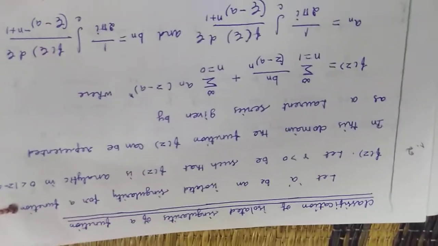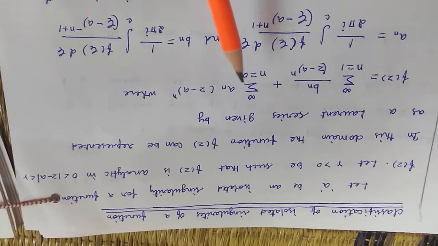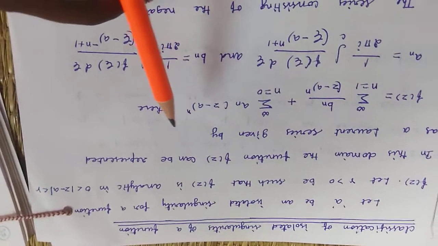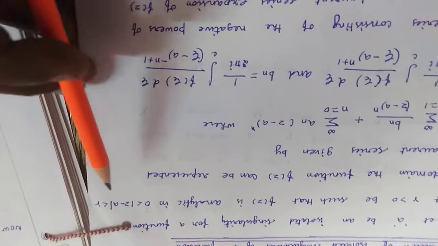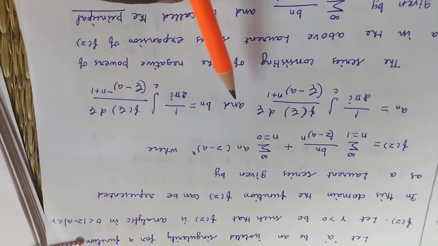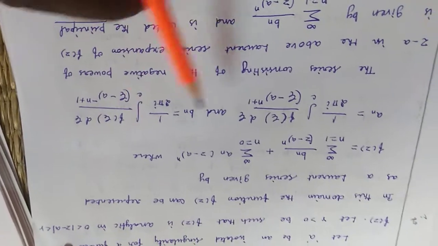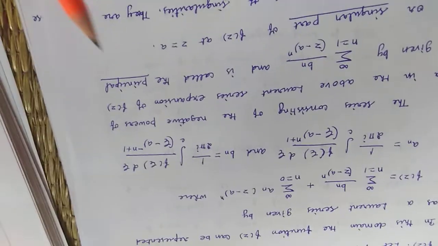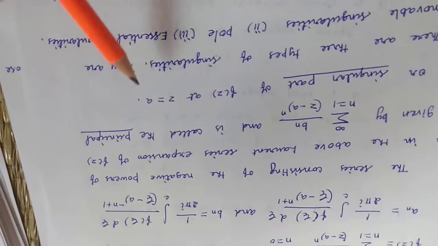Now, classification of the isolated singularities. The point A is called an isolated singularity of f of z if there exists r greater than 0 such that f of z is analytic in modulus z minus a less than r. In this domain f of z can be written as the Laurent series expansion, with coefficients an and bn. That series summation bn by z minus a power n is called the principal part or singular part of f of z at z equal to a.